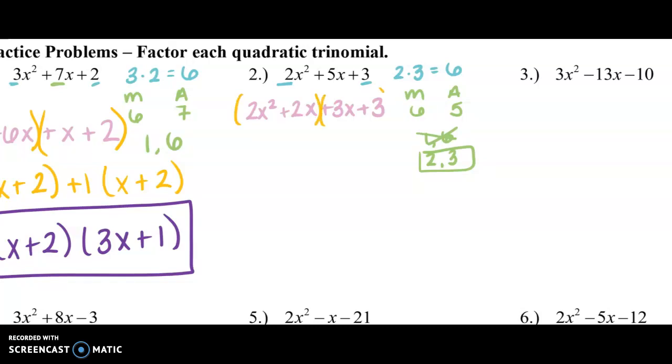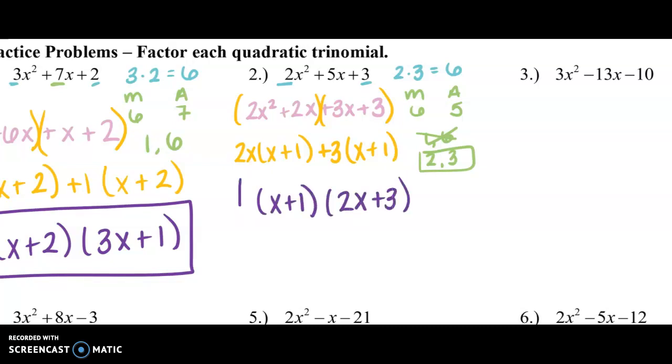I can group these. First set of parentheses, I can take out a 2x. I'm left with x plus 1. Second set, I can take out a 3. I'm left with x plus 1. Final answer would then be x plus 1 times 2x plus 3. And again, you can FOIL to check to make sure you are correct.